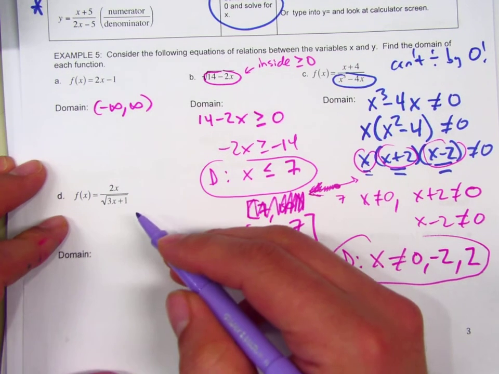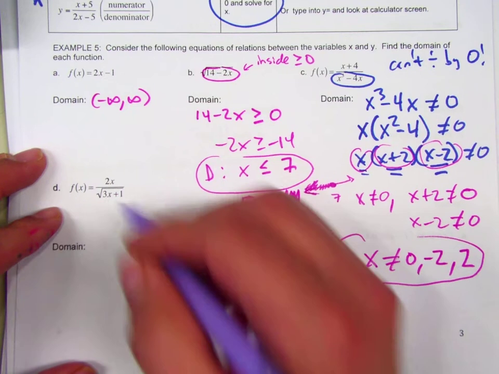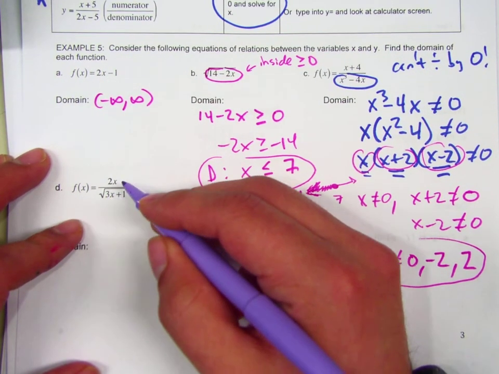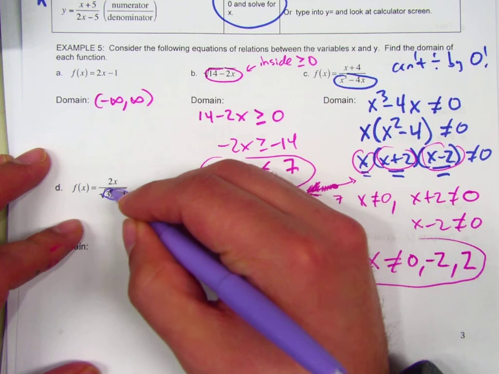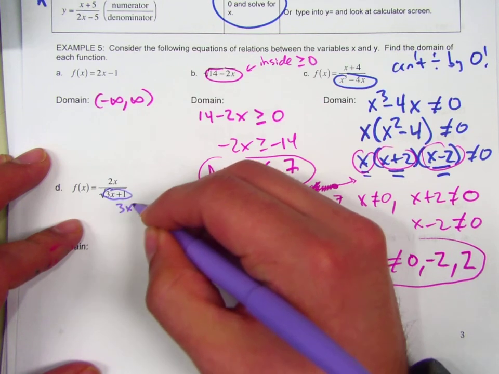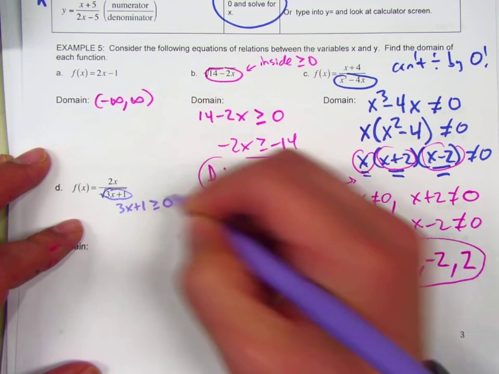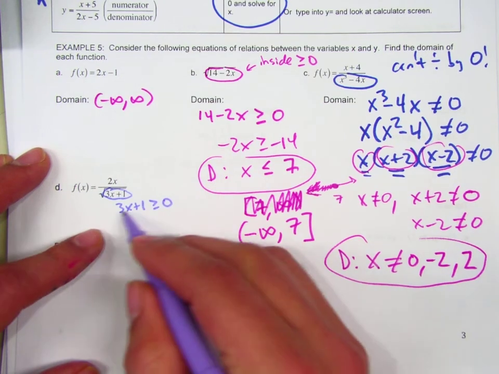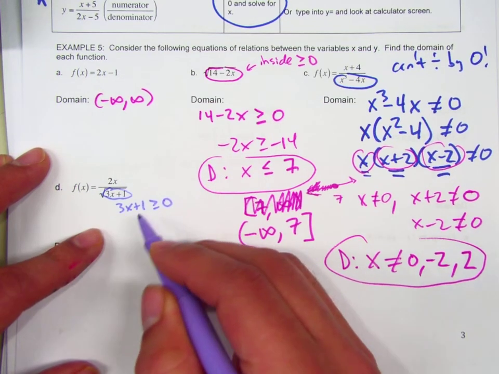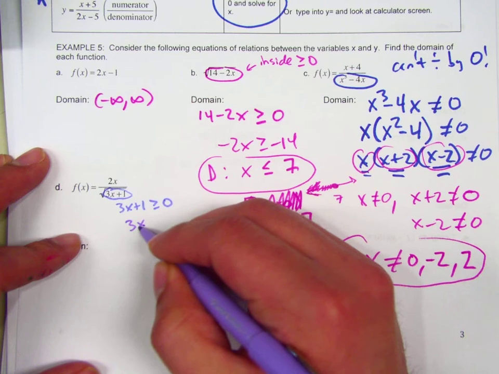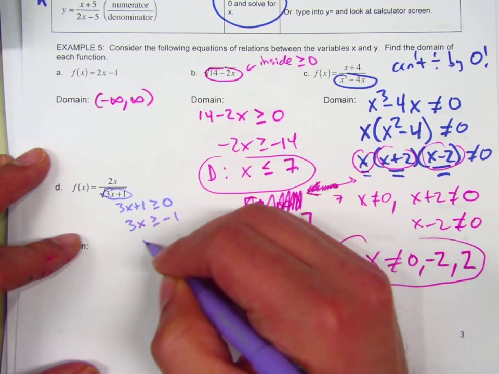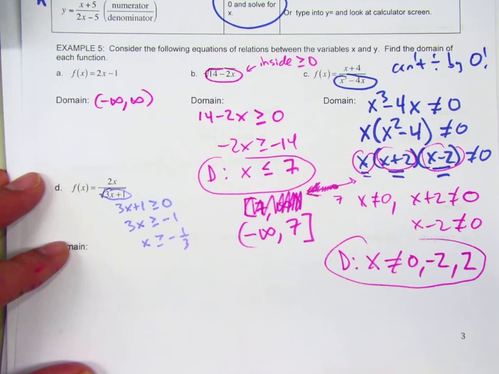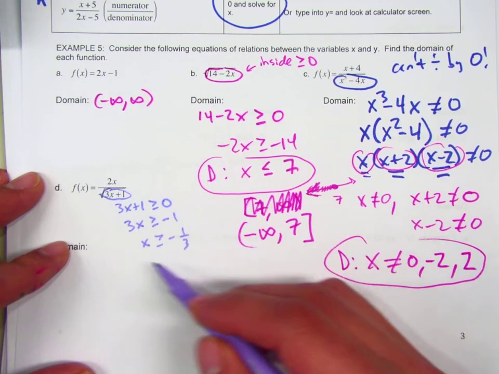So here we have both. We have both problems that we have to deal with. Let's start with the square root. When we have a square root, we are only allowed to take the square root if whatever is in the square root is 0 or higher, right? You can't square root a negative. So we start by saying that. We're going to go ahead and solve this like normal. So move the 1 over. Divide by 3. Okay. So the square root has this domain.